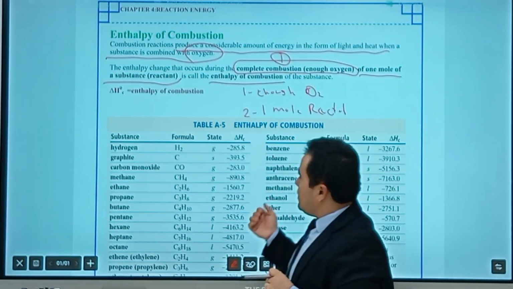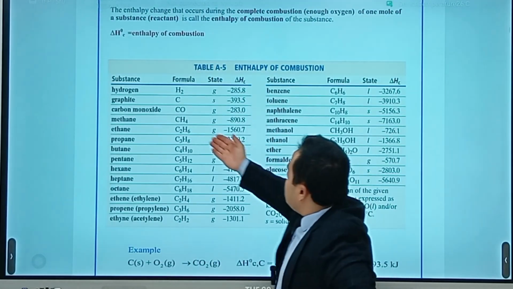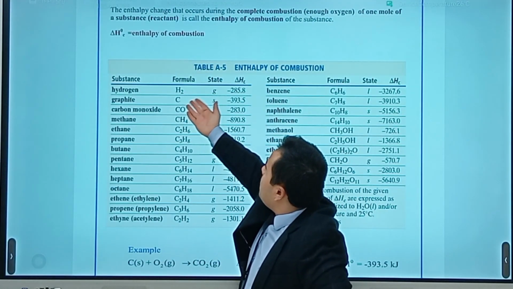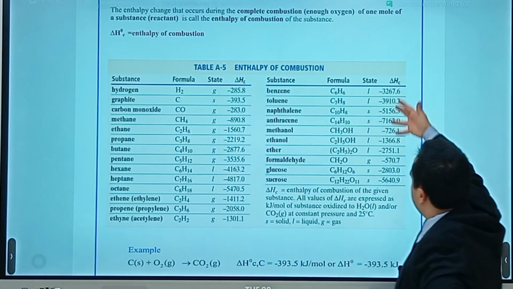Table A5 represents the combustion of some of the elements and compounds. As you can see, the hydrogen is element, carbon is element, they have combustion enthalpies. And the compounds as well, they have enthalpy combustions.